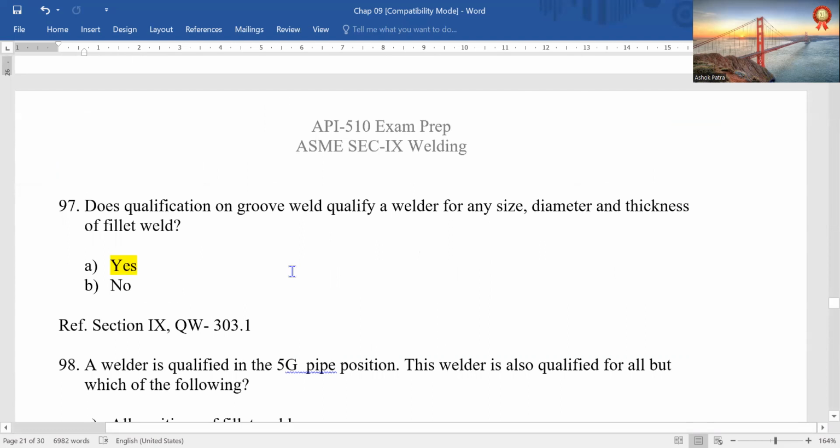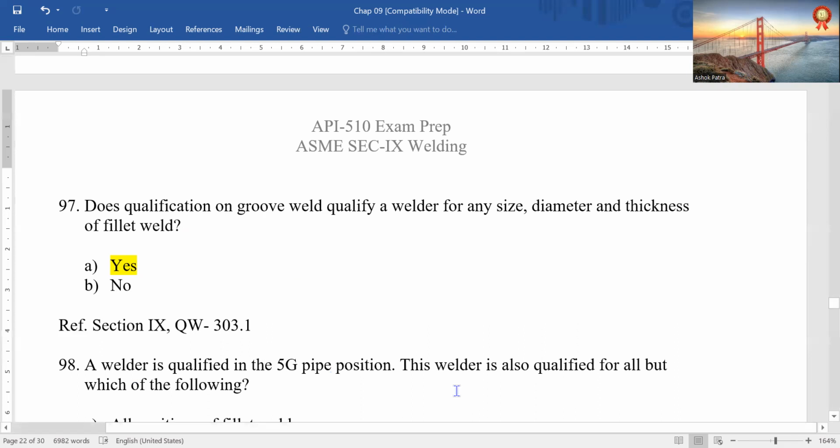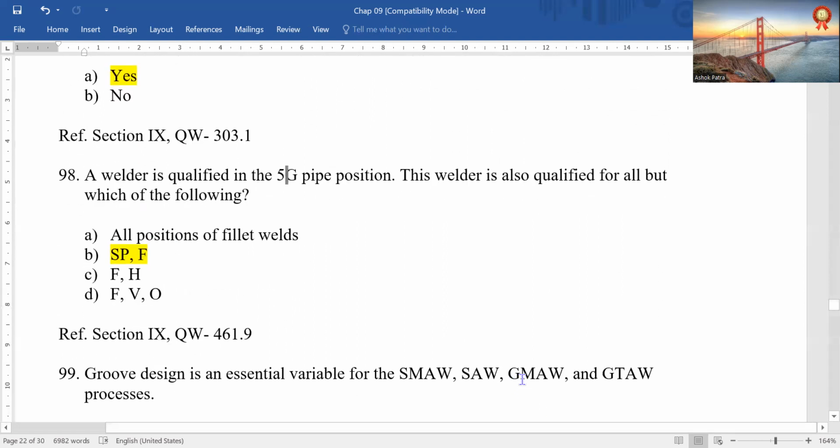Does qualification in a groove weld qualify the welder for any size, diameter, or thickness of fillet weld? Yes. A welder is qualified in the 5G pipe position. The welder is also qualified for all but which of the following? SPF.